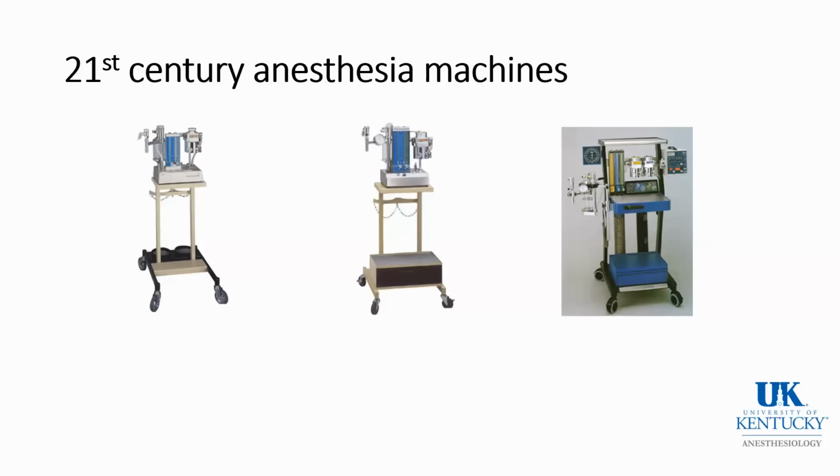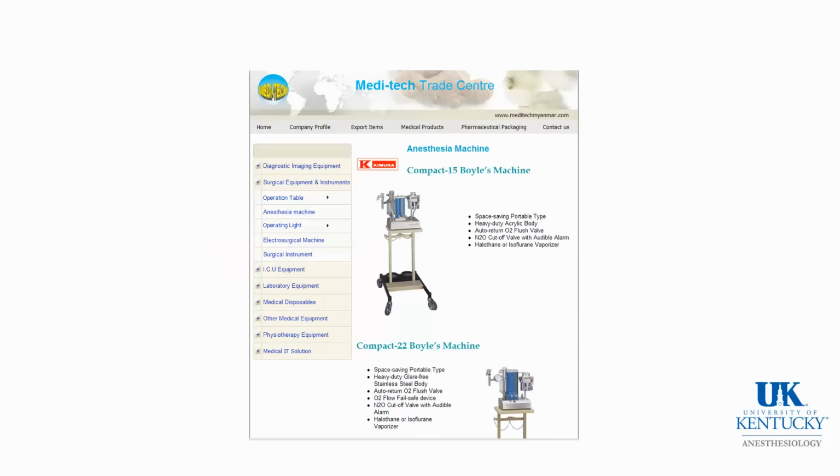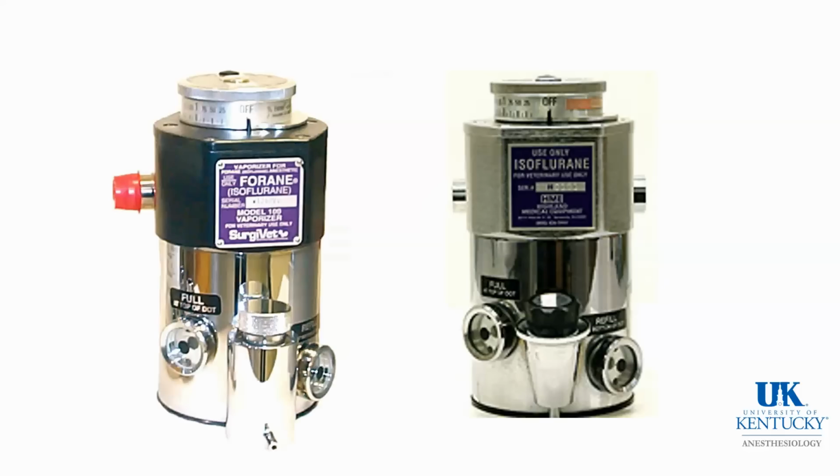This is a slide of 21st century anesthesia machines, perhaps not in North America. However, these are a type of anesthesia machine. Obviously, you see there's no ventilators on these anesthesia machines, and they may be found in other parts of the world. This anesthesia machine, called a compact boils machine, is from Myanmar.